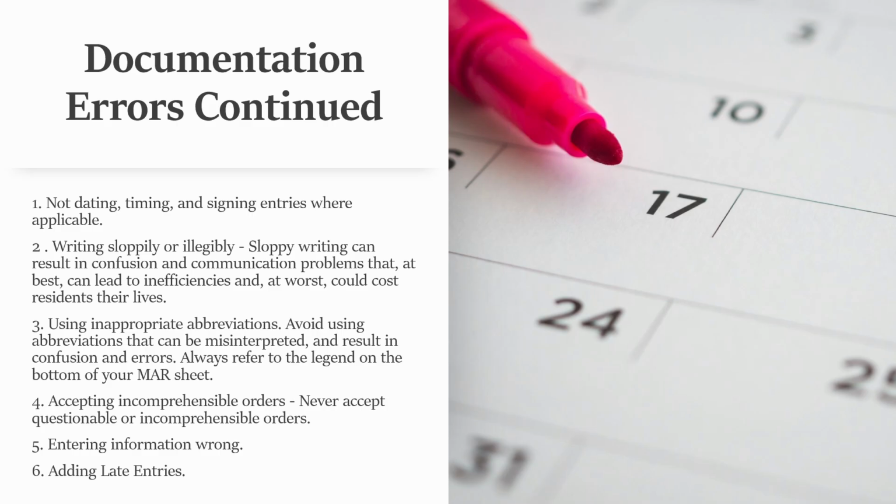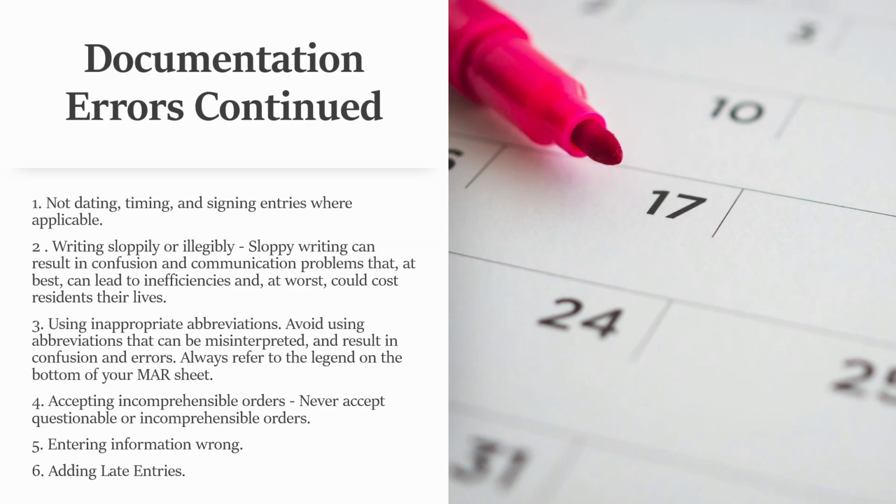Examples of documentation errors continued. 1. Not dating, timing, and signing entries where applicable. 2. Writing sloppily or illegibly. Writing sloppily can result in confusion and communication problems that at best can lead to inefficiencies and at worst could cost residents their lives.